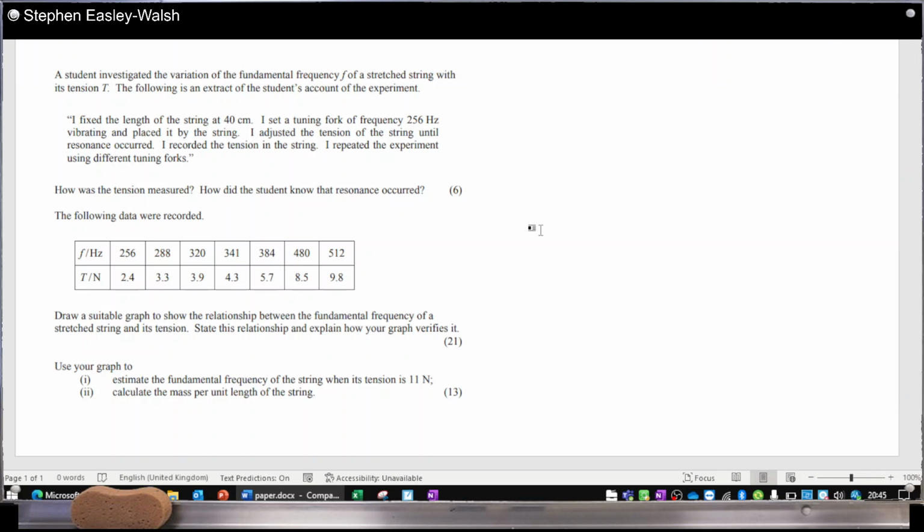Okay, let's have a look here. A student investigated the variation of the fundamental frequency f of a stretched string with its tension T. The following is an extract of the student's account of the experiment.